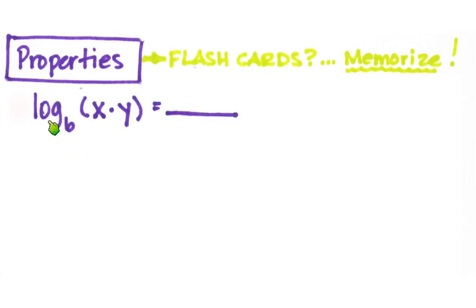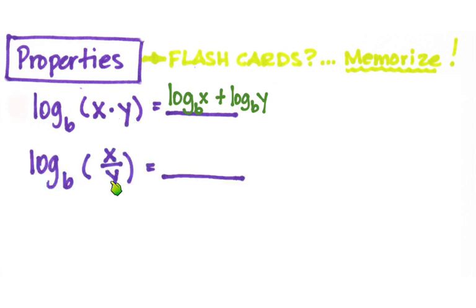So here I have a log of a product. So log base b of a product, we can break that apart. When you are multiplying the argument, we can split that up into 2 logarithms, same base, where we're adding. So log base b of x plus log base b of y, instead of the product in the argument.